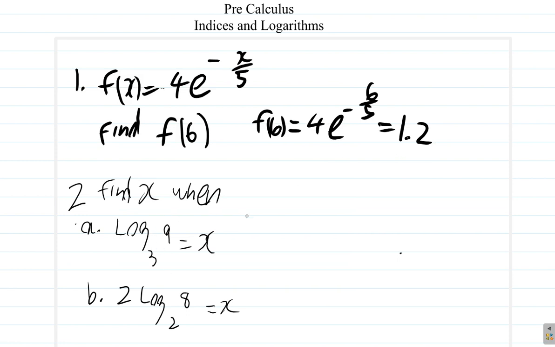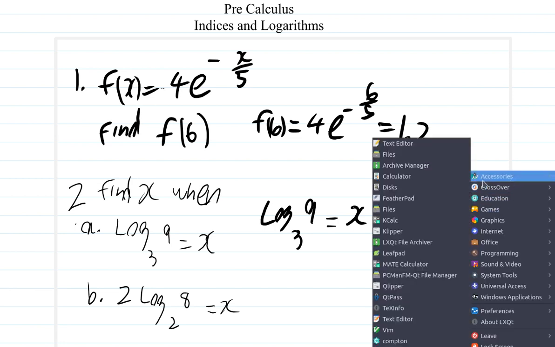Now let's look at this. Question 2a. We have the log of 9, the base of the log is 3, and the log of 9 with a base of 3 is equal to x. What is x equal to? Remember now, you want to rewrite this from logarithmic form to index or exponential form. Now, remember, if you don't remember how to write it, something else is a bit easier to remember. You can work it out.